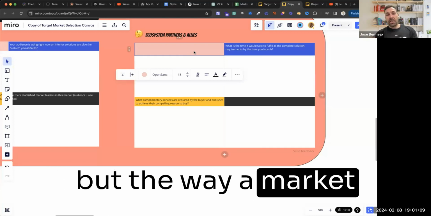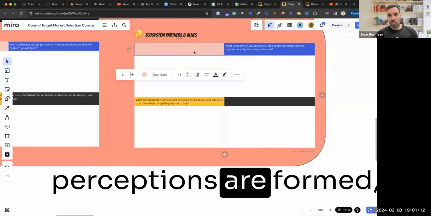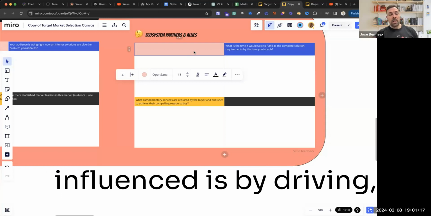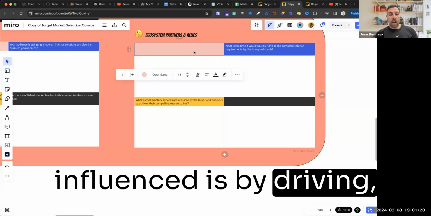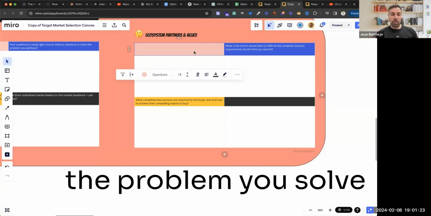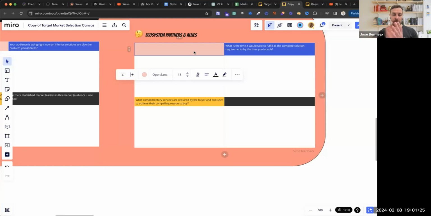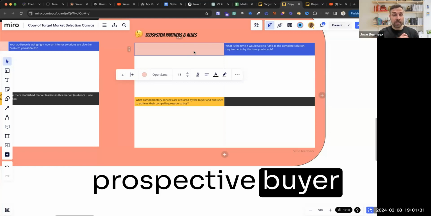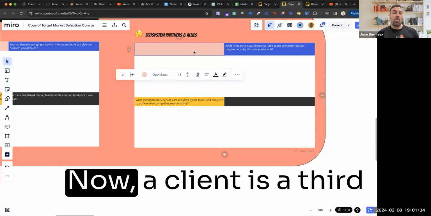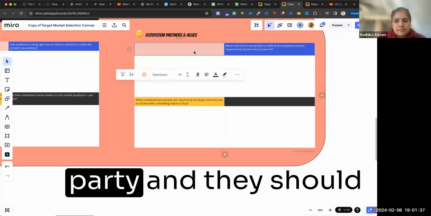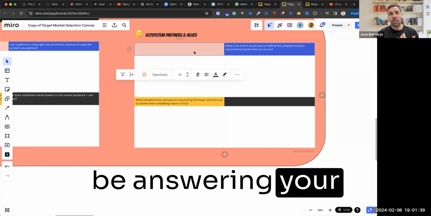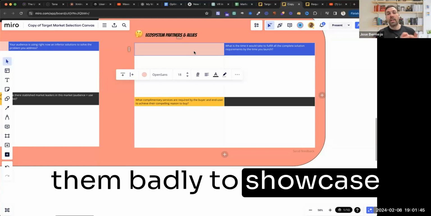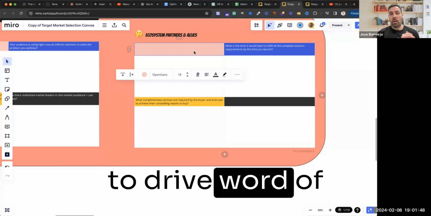But the way a market is formed, perceptions are formed, and buying decisions are influenced is by driving your brand and the problem you solve, and educating the market, which means putting your product and the problem you solve in front of the prospective buyer through third parties. Now, a client is a third party, and they should be your ally, and you have to leverage them to showcase your testimonials, to drive word of mouth and all of that.